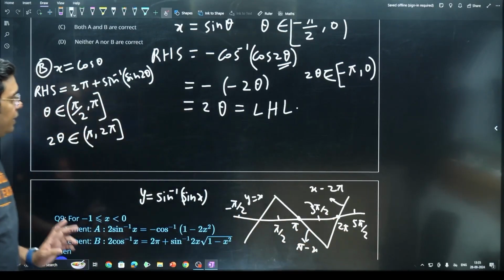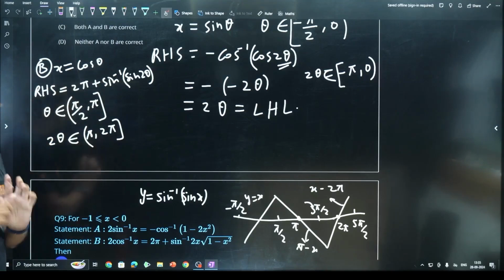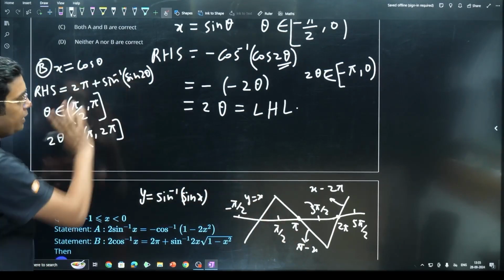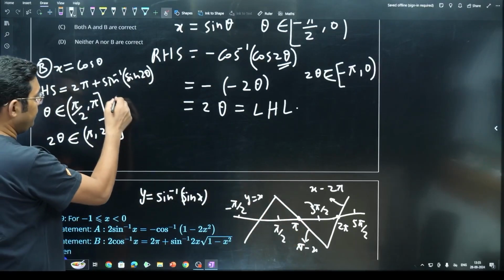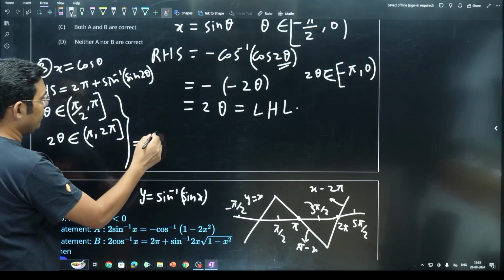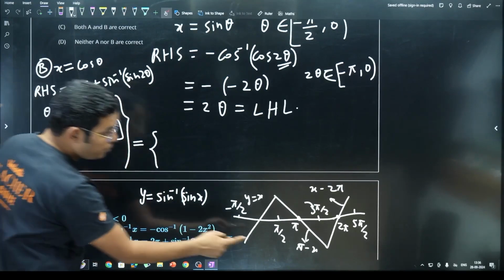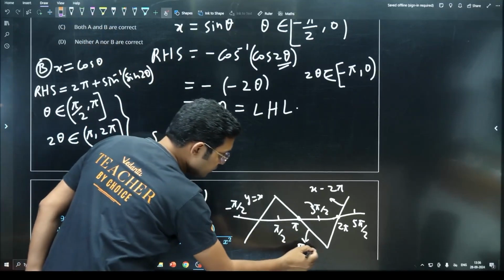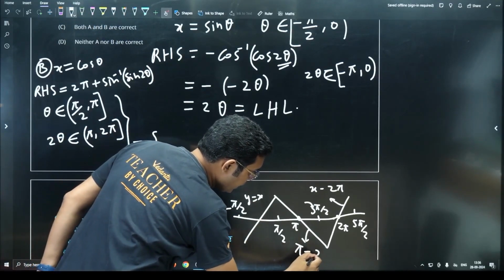Okay, so you can see you cannot have sine inverse sine 2 theta given by a single formula. It will be two things, either pi minus 2 theta or 2 theta minus 2 pi. Okay, so let me write it here. First will be pi minus 2 theta. This is pi here. This is pi minus x.